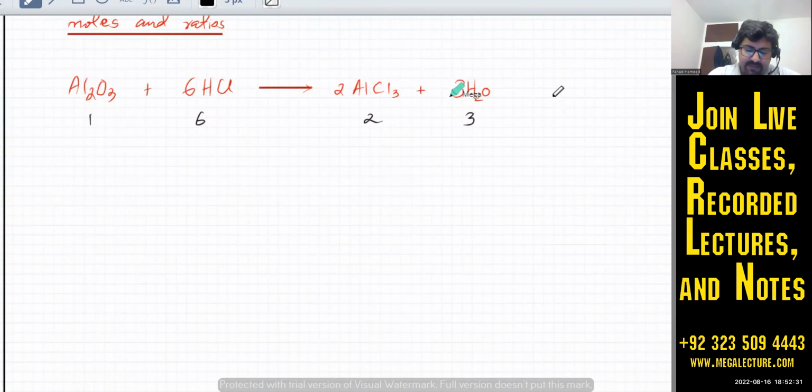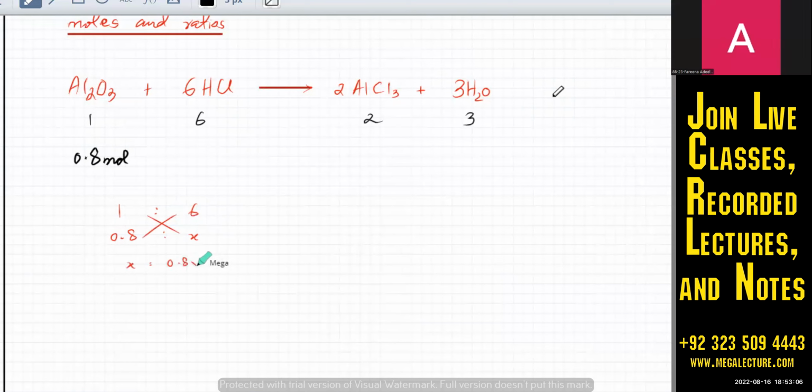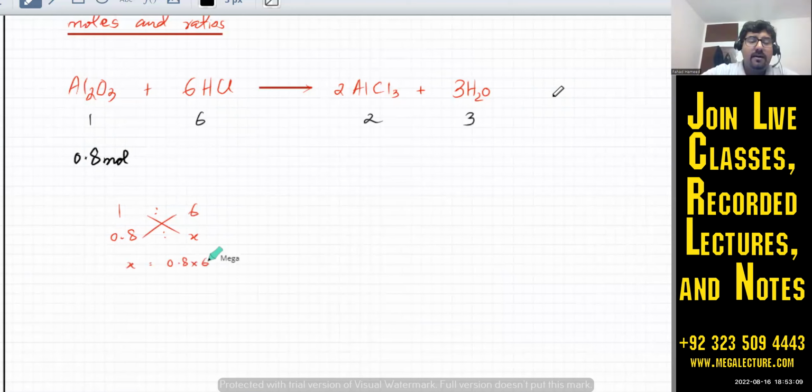So we did this yesterday, and I told you that if I have 0.8 moles of this thing, how much HCl would I require? Now that's simple ratios. It's 1 reacts with 6. So 0.8 will react with X. Take out your calculator. I'll just do one more question. You're going to cross multiply, and X will come out to be 0.8 multiplied by 6, which is 4.8, right? And what shortcut did I tell you for this?